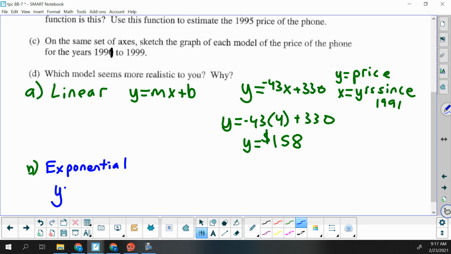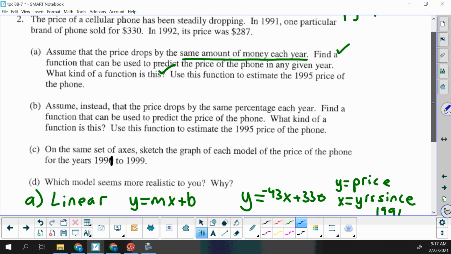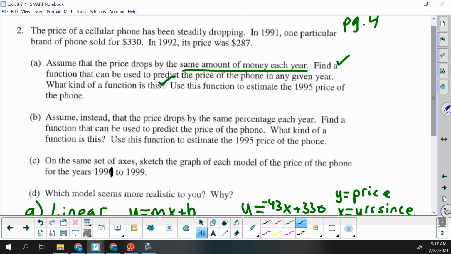So we're going to have something in the form y equals a times b to the x, where a is our starting value and b is what we're multiplying by every time. So we're starting with 330. Well, to find what you're multiplying by every time, they didn't tell us the percent, so that's where the successive ratio comes in. So to find your successive ratio, we did our second divided by our first. So we're going to do 287 divided by 330, because that's our second divided by our first.